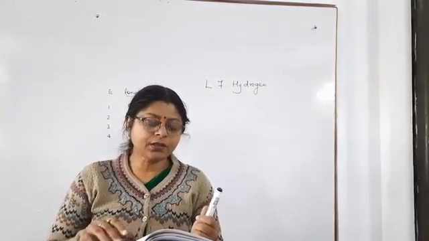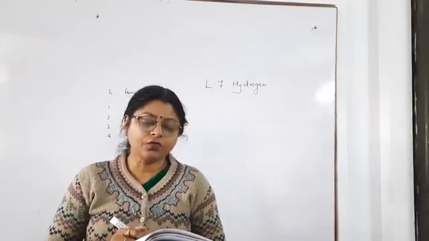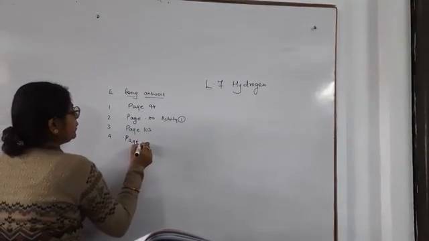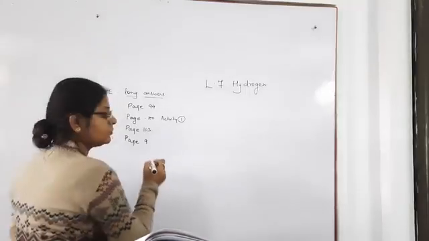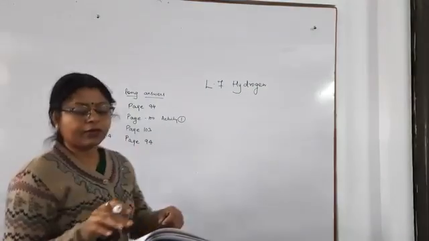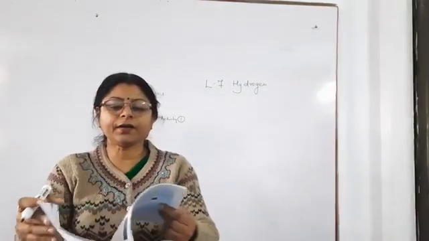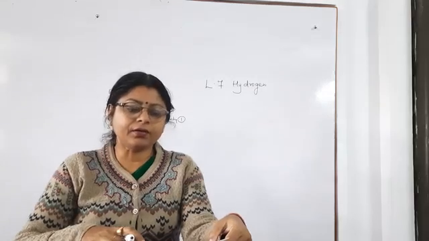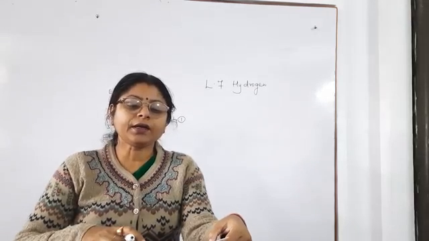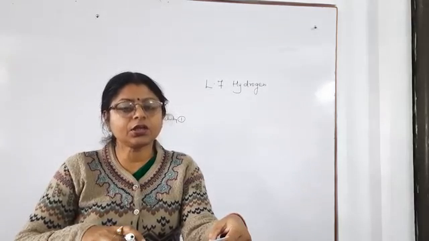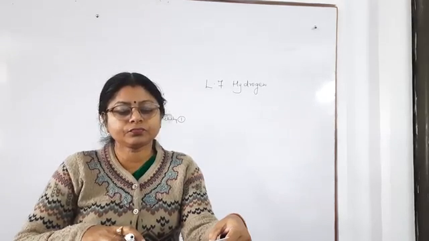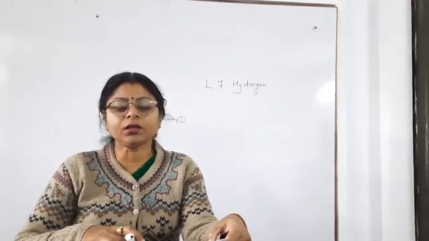The next is: explain the electrolysis of water. For this we can see page number 94. Electrolysis of water is given along with the diagram. You have to draw the diagram also, and in the second paragraph you have to write down: when an electric current is passed through acidulated water, it decomposes into hydrogen and oxygen in the ratio of 2:1 by volume. And then you write down the chemical equation.